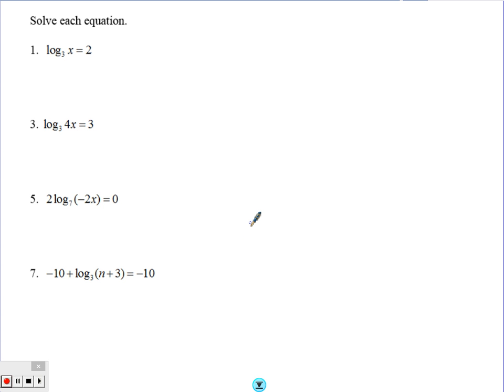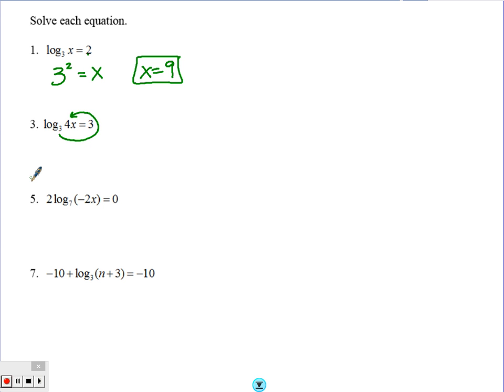So this says, I know what the answer is, it equals 2, but now I have to figure out this little guy. So I want to say, okay, 3 to the second power, so I kind of rewrite it. Log base 3, my base is 3, this is my exponent, and that's my number. So 3 to the second power is x. Well, 3 squared is 9, so x equals 9. We just solved. We could plug it back in and check. 3 to the second power is 9. Yep.